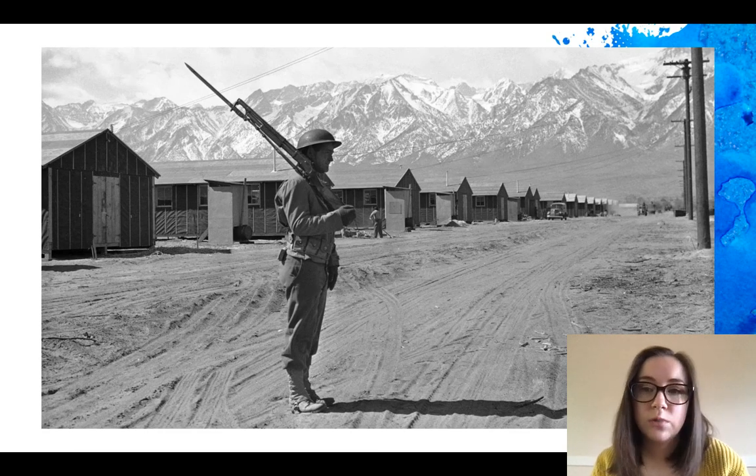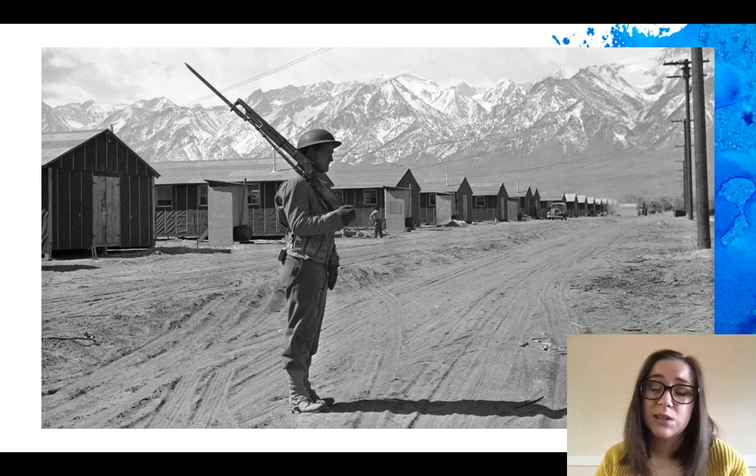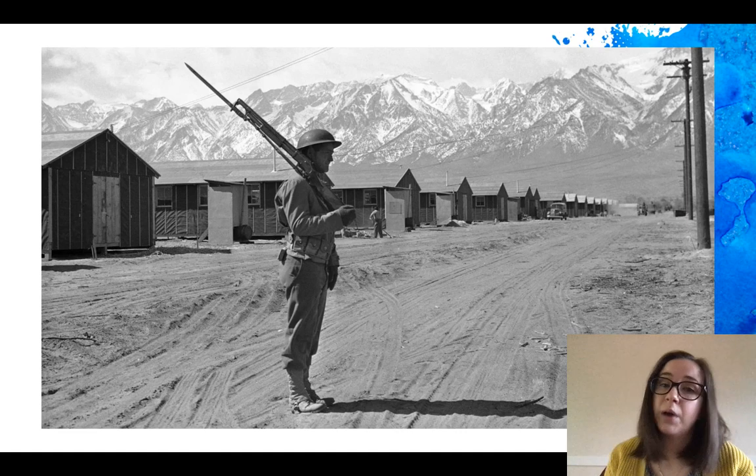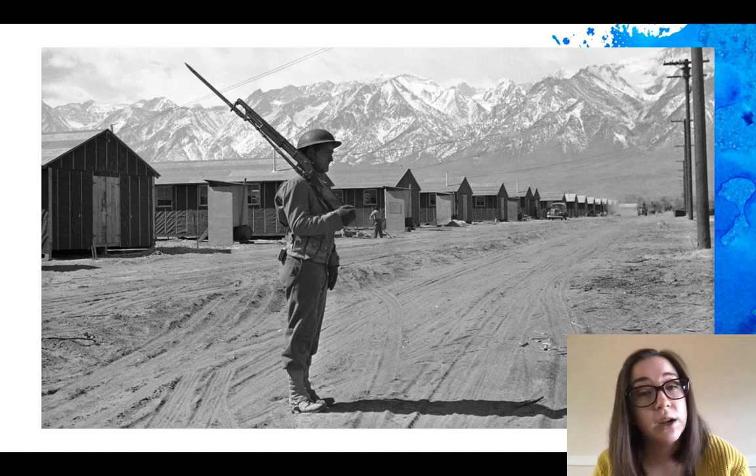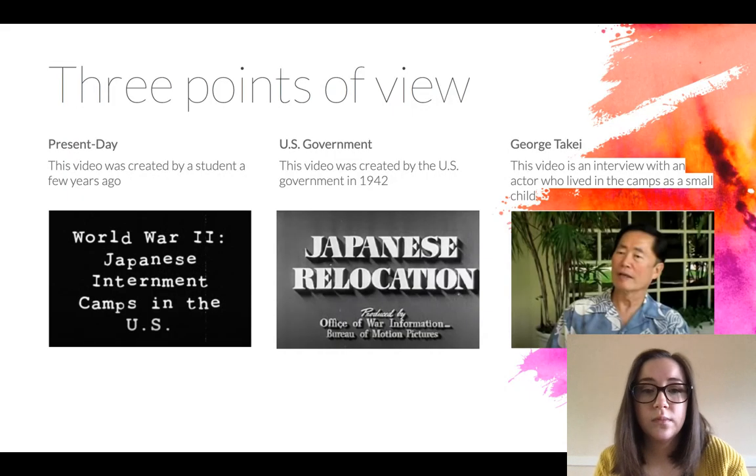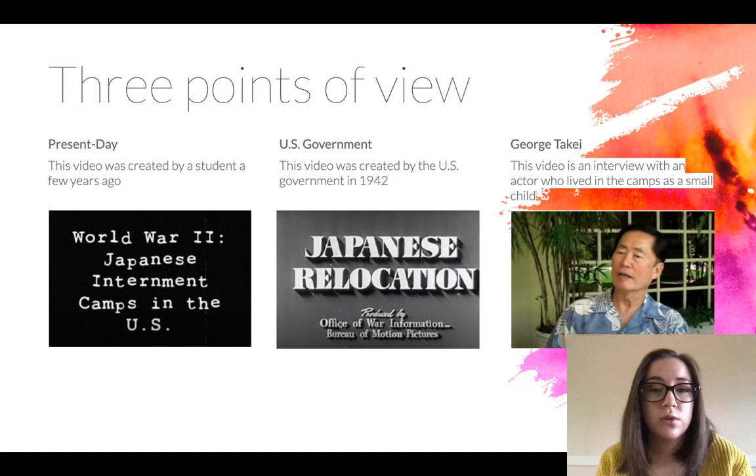But the reason why maybe you don't know a lot about these camps is because this is a really shameful part of history, right? I'm sure you couldn't imagine us rounding up everyone of one race, whether they were born here or not, and shoving them into a camp because we were afraid, right? So obviously not a good part of history, something that we're really ashamed of as a country. So we're going to take a look at three different points of view.